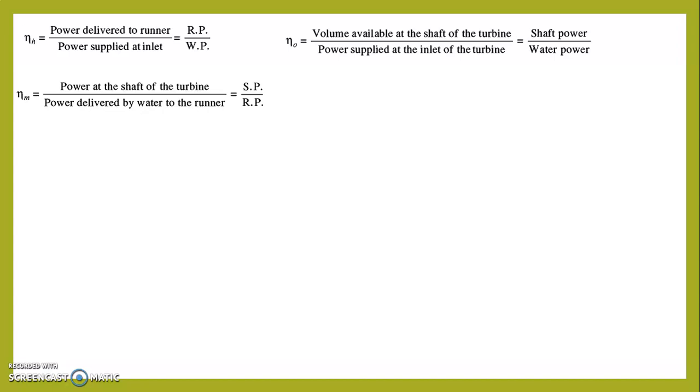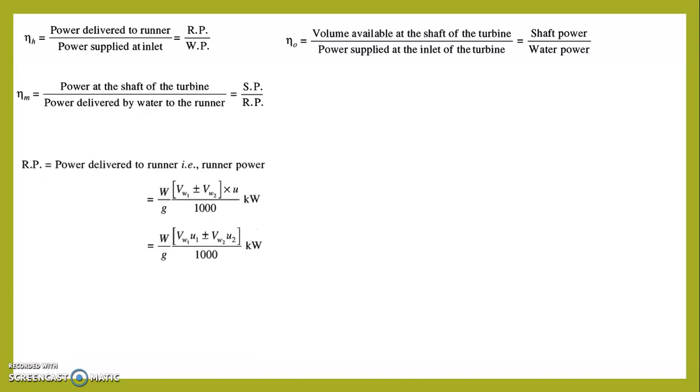In a pump, centrifugal or reciprocating pump, all these things will be reversed. Hydraulic efficiency will be water power by runner power, mechanical efficiency will be runner power by shaft power, and overall efficiency will be water power by shaft power. That is for the pump. We will discuss in detail.